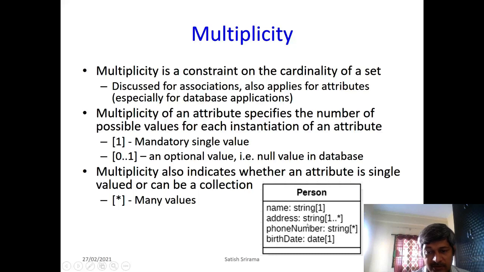Of course, for address, you can have multiple addresses, but there should be at least one address, so that means it is 1..*. And the birthday should be a unique, mandatory, single value. So you can define this sort of multiplicity on the variables as well. This is a simple concept and easily understandable.